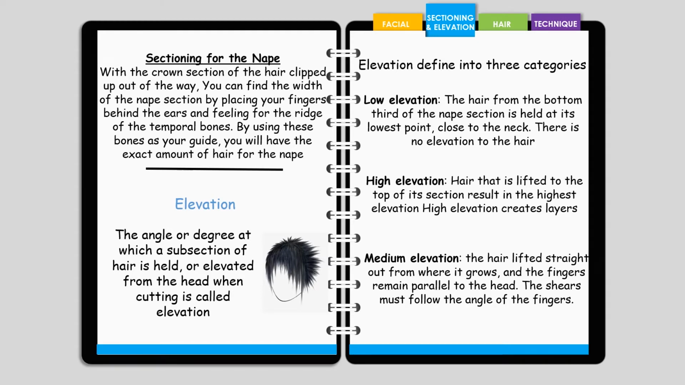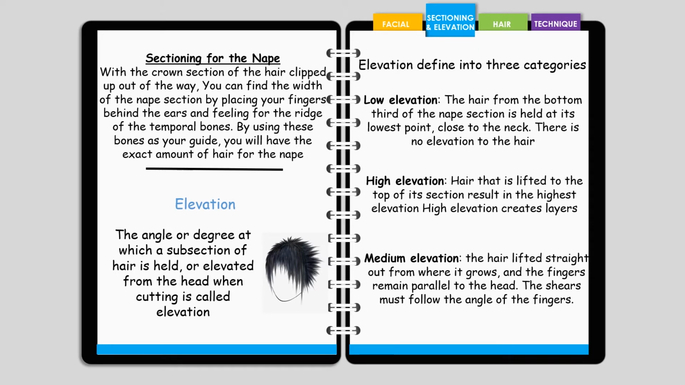Elevation. The angle or degree at which a subsection of hair is held or elevated from the head when cutting is called elevation. Elevation is defined into 3 categories. Low elevation. The hair from the bottom third of the nape section is held at its lower point, close to the neck. There is no elevation to the hair.